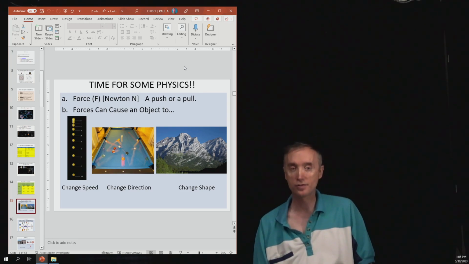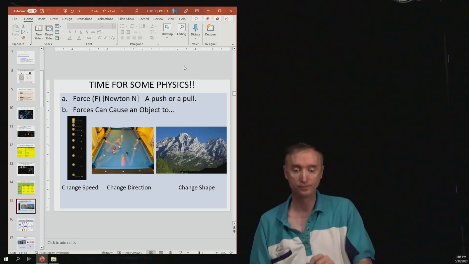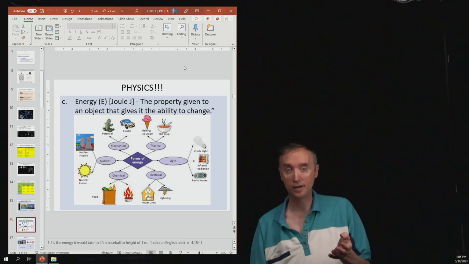Another thing a force can do is change the shape of an object. We're going to find out all about this in a later lesson when we talk about stress and strain on rocks, and how forces can squeeze them and stretch them out. Then you should know about energy, including some different types: chemical energy, light energy, electrical energy, thermal energy, mechanical energy, and nuclear energy.